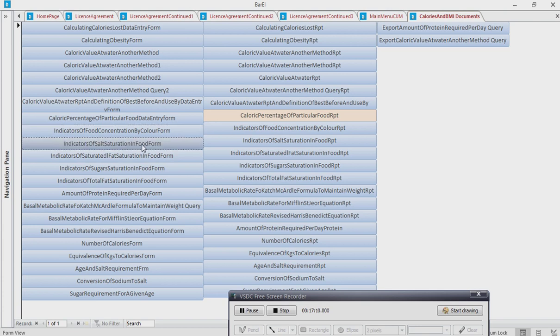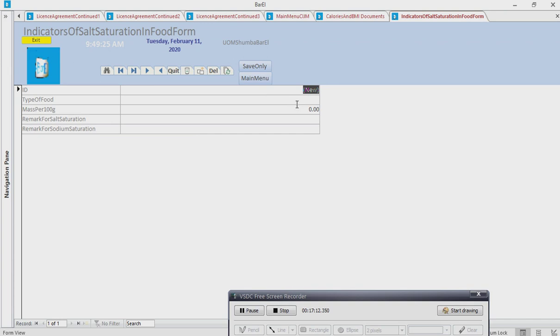Indicators of salt concentration in food. If the mass is 1, it means the mark for salt saturation is normal, for sodium is high. If it's 5, it's high for both. If it's 0.1, it means it's low.